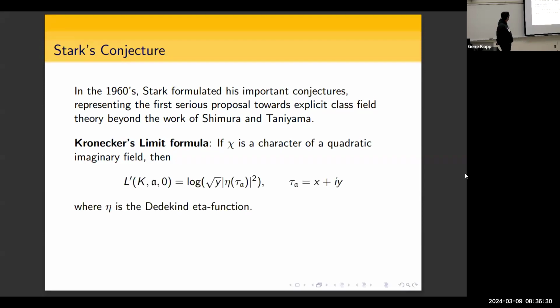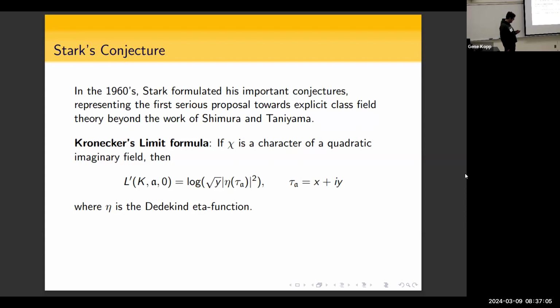says, I don't know why I say chi is a character. There's no character here. So this is a bit of a typo. If k is an imaginary quadratic field, then we can look at the partial Hecke L-series attached to an ideal class A of that imaginary quadratic field. And the Kronecker limit formula expresses the first derivative at s equals 0 in terms of the logarithm of a quantity which involves the absolute value of the Dedekind eta function at a point in the upper half plane, which is associated to this ideal class.